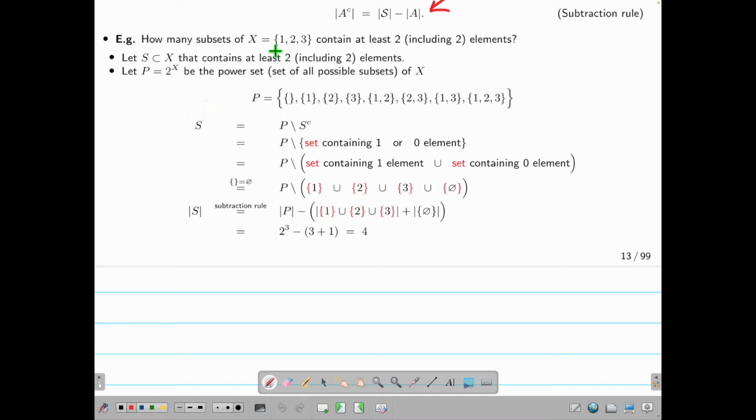So that means {1}, {2}, {3}, or the empty set contain at least 2, including 2 elements. So these are the power set of X. These are all possible subsets you can get, right? I want at least 2. So this is okay, this is okay, this is okay, this is okay. So I have 4. This is brute force.